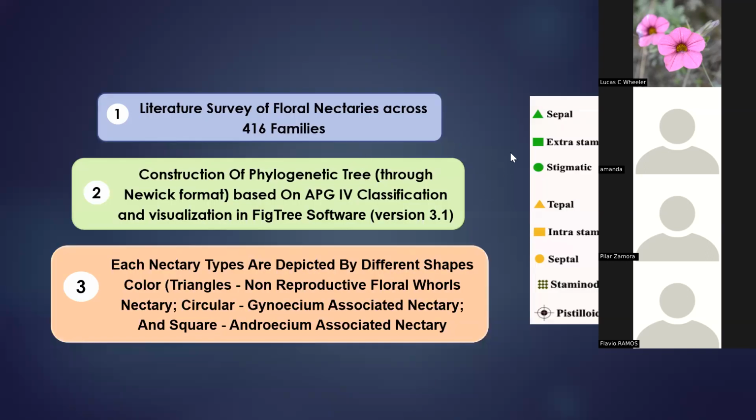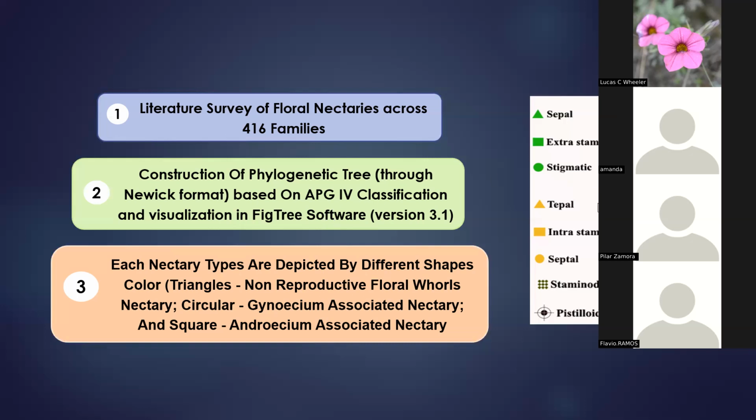So before I started my wet lab, I tried to understand. I did a literature survey of floral nectaries on the web, on Google and everywhere, and tried to do a meta-analysis. I tried to incorporate whatever information was available for all 416 families under the APG4 phylogenetic tree. I constructed the tree using the Newick format, and I tried to map the different kinds of nectary positions onto this tree using the FigTree software.